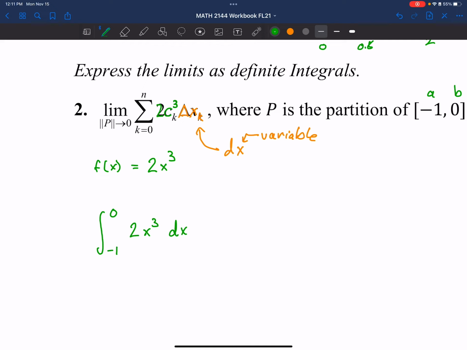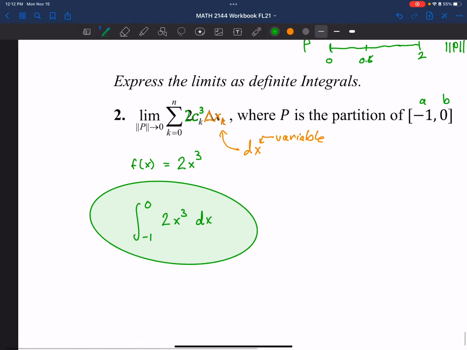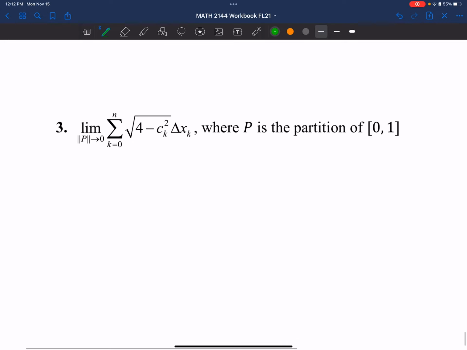And we'll evaluate that more as we go. But that's how you translate any sort of limit of this form into a definite integral. Any questions about where any of that came from? Okay, that was a lot of setup for a fairly simple problem. Yes, I know. So let's go ahead and look at the one down here below.